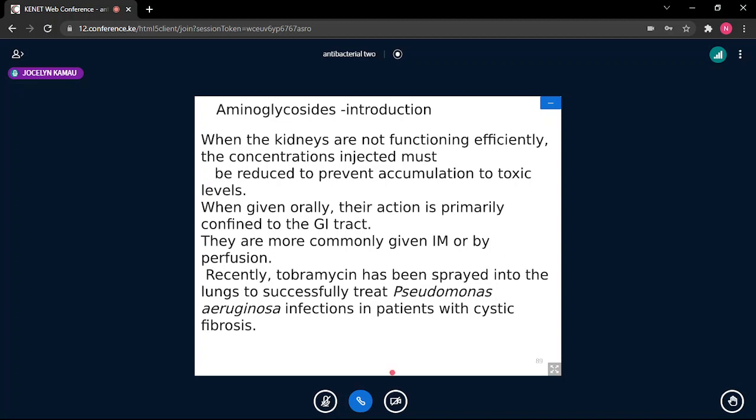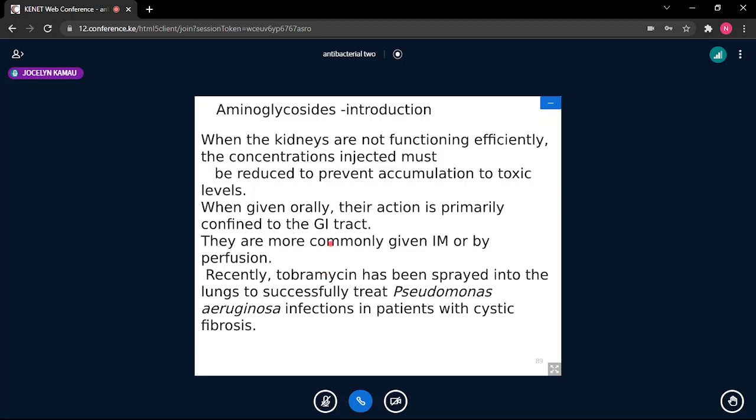So these are facts that are very important and which we are able to get indeed from just looking at the structure. When the kidneys are not functioning efficiently, the concentrations injected must be reduced to prevent accumulation to toxic levels. So there requires to be dose adjustment in renal failure, or when you have renal compromise, you do require dosage adjustment.